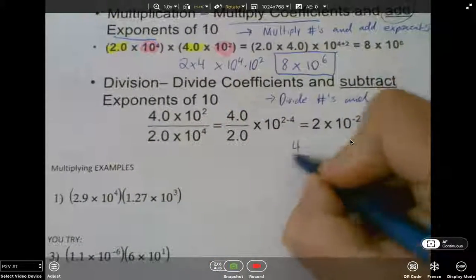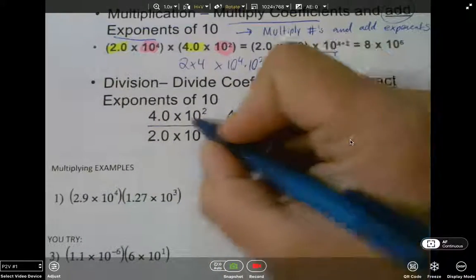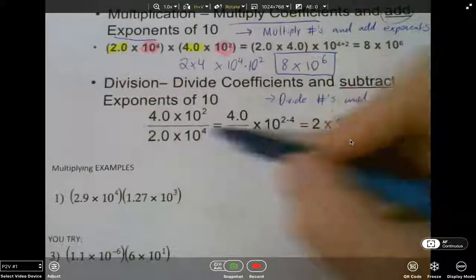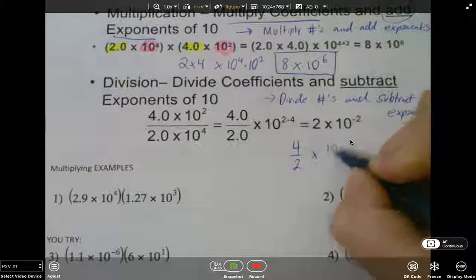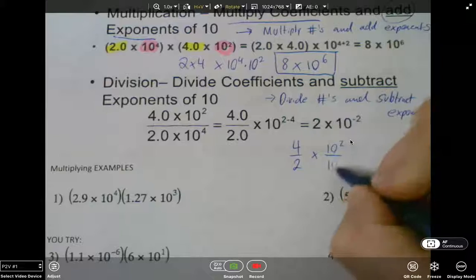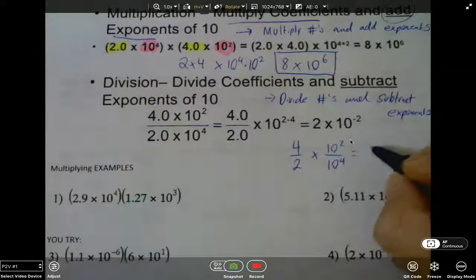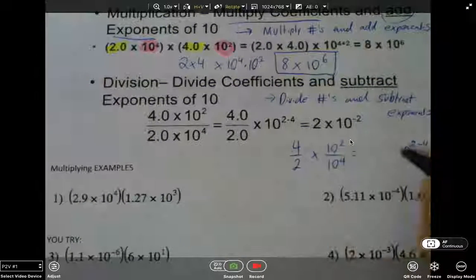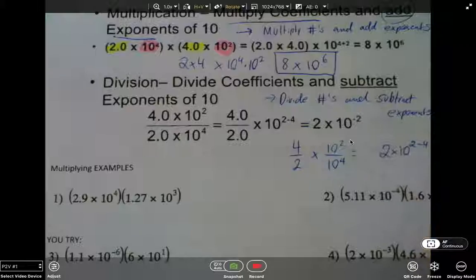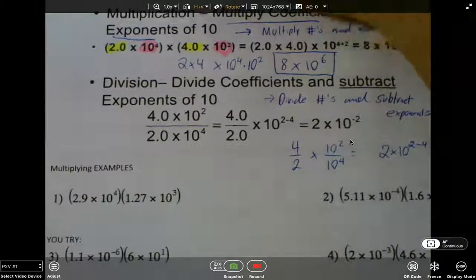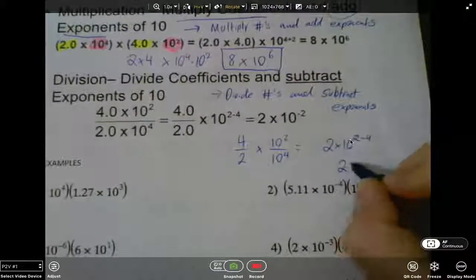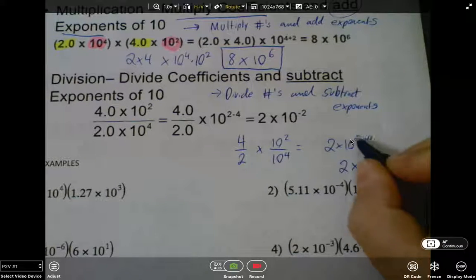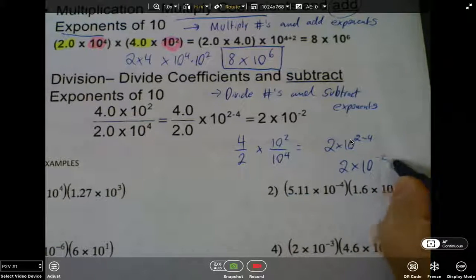4 divided by 2 times, here our exponent is 10 to the 2nd divided by 10 to the 4th. We know that 10 to the 2nd divided by 10 to the 4th has always been 10 to the 2 minus 4. And 4 divided by 2 has always been 2. So really, that simplifies to 2 times 10 to the 2 minus 4, which is negative 2.